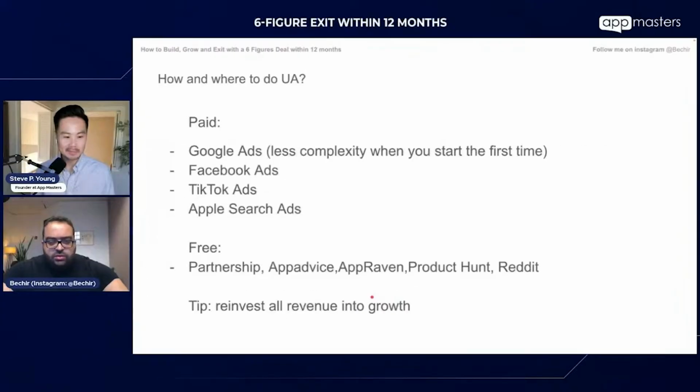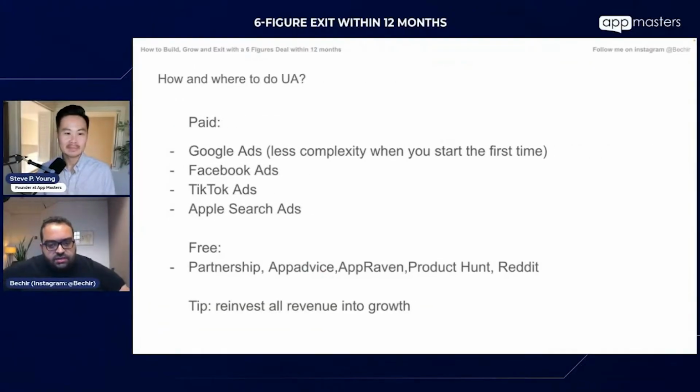We should not forget that we are always talking in the context of an indie developer. An indie developer doesn't have 20K per month for ads. So we are talking about really small budgets. So how to get free user acquisition through partnerships, maybe small micro influencers. App Advice, Steve already explained this before. App Raven, Product Hunt, and Reddit. So all of these kinds of communities can drive you free traffic.